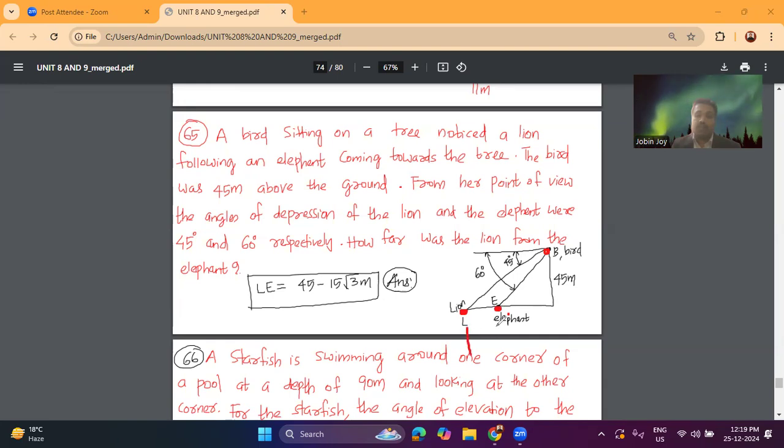That means you have to calculate this distance, LE. What is the distance between L and E? You can apply sine, cos, or whatever you feel is correct, and then apply it and solve it. You will get the answer. LE is equal to 45 minus 15 root 3 meter. If you are not getting the answer, please comment it. I will create another video and upload it so that you can watch it.